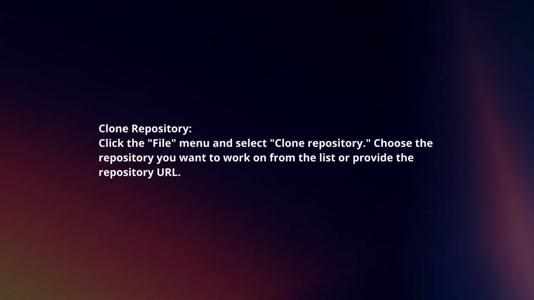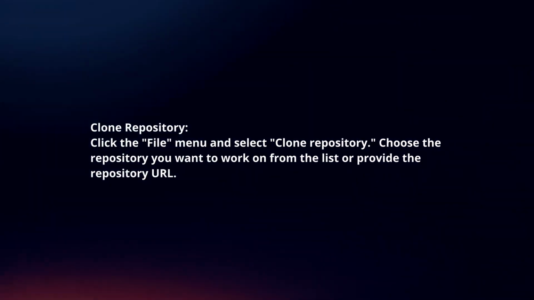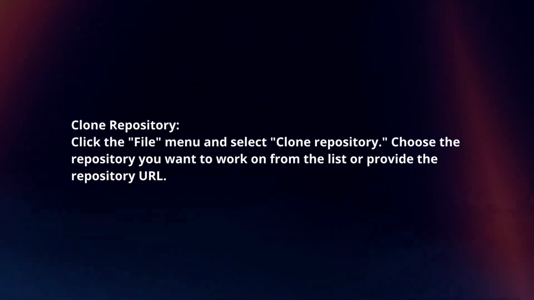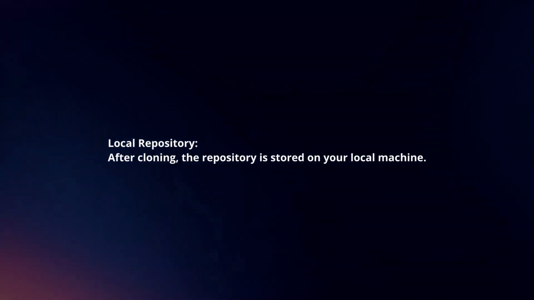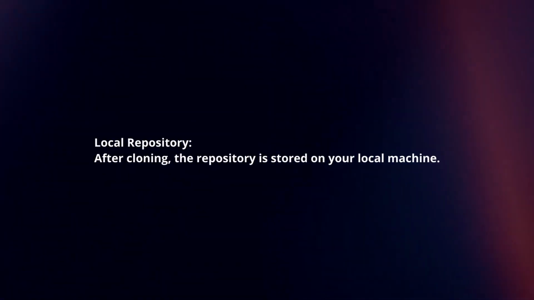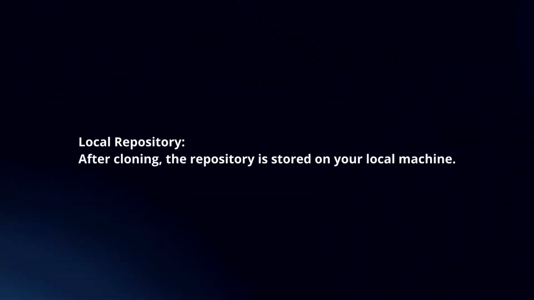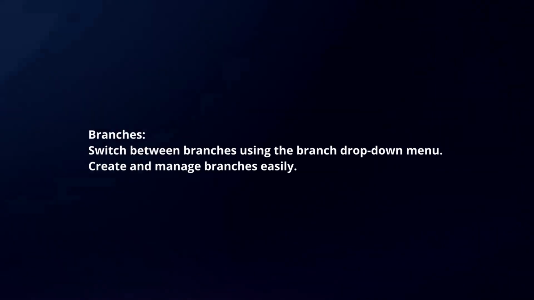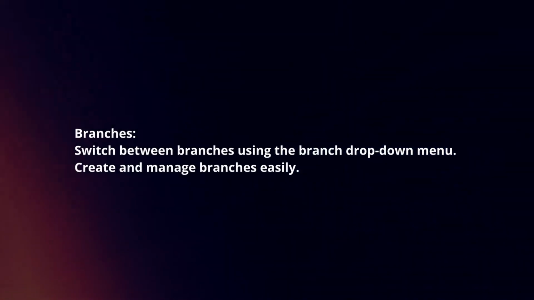Clone repository. Click the File menu and select Clone repository. Choose the repository you want to work on from the list or provide the repository URL. Local repository. After cloning, the repository is stored on your local machine. Branches. Switch between branches using the branch drop-down menu. Create and manage branches easily.